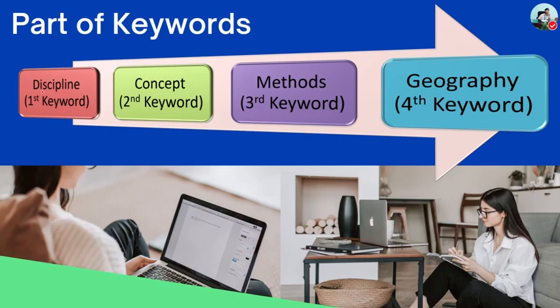Again, the first keyword is the discipline. Examples here are hospitality management, health, criminal justice, business, etc., or education. Concept is related to your title, so you need to check your title. The third one is the methods, if it is quantitative, qualitative, mixed method, etc. And the fourth one is the geography, the location.